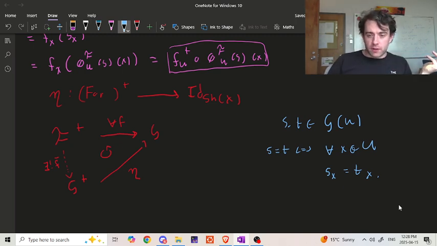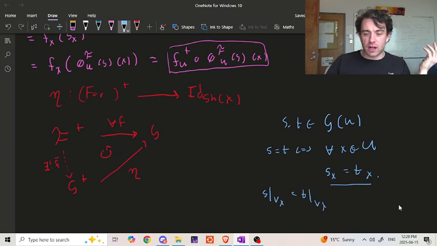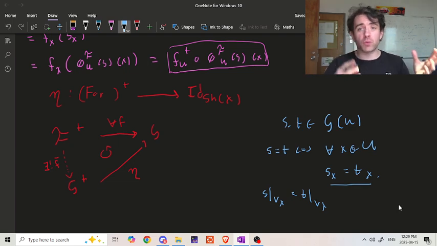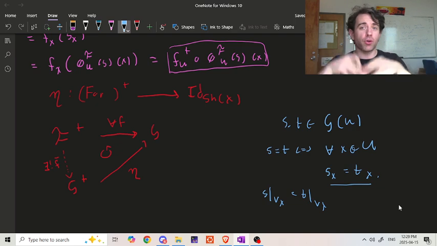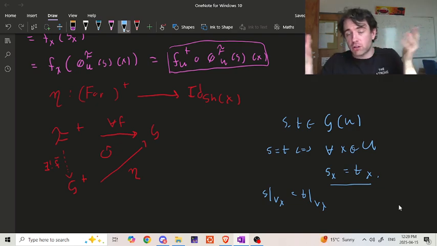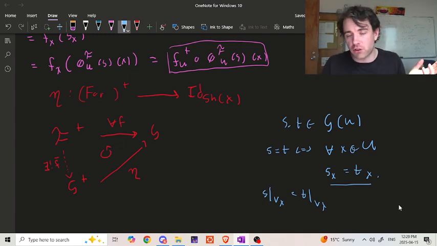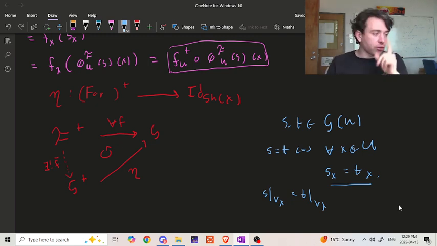The converse direction says that if these germs are equal everywhere, then for each x we can find an open set V_x where the restrictions of S and T to V_x agree. But the V_x form a cover of U, and because we're assuming that G is a sheaf, we know that those glue together: if they agree on all the restrictions, they must agree as sections over U. So that's a trick that we're going to make use of here.